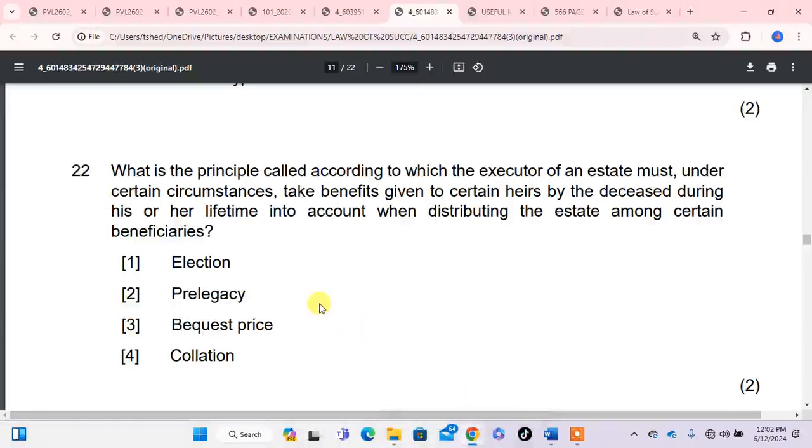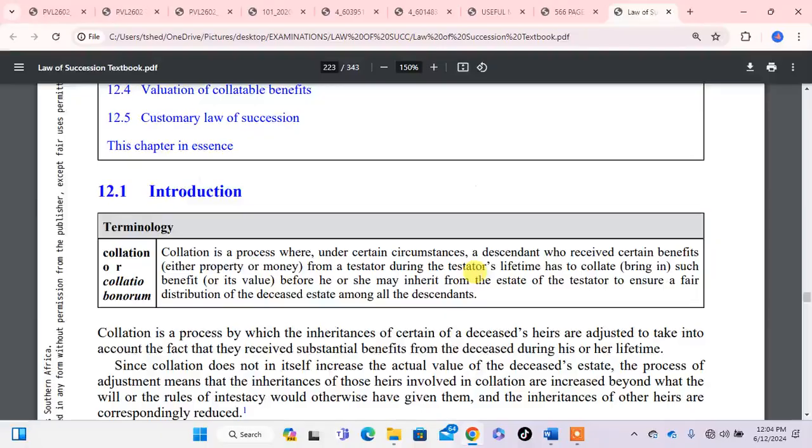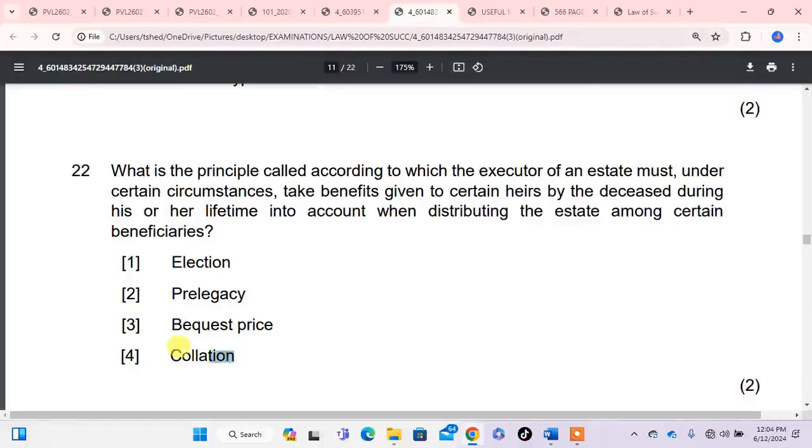What is the principle called according to which the executor of an estate must, under certain circumstances, take benefits given to certain heirs by the deceased during his or her lifetime into account when distributing the estate among certain beneficiaries? It makes it clear that collation is a process where, under certain circumstances, a descendant will receive certain benefits from a testator during the testator's lifetime and must collate such benefit. Therefore, the correct answer is collation.